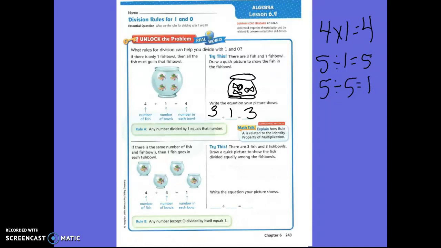Okay, this is what I showed you with the numbers, and now let's show you with the pictures. If there are the same number of fish and fish bowls, then 1 fish will go into each fish bowl. So if there are 4 fish, like there were up here, and now instead of 1 fish bowl, there are 4 fish bowls, we can divide all those 4 fish into each fish bowl, right? So if there's 4 fish and 4 bowls, then we can have 1 fish in each bowl, right? Okay, so now try this again. There are 3 fish and 3 fish bowls. So now draw 3 fish bowls.